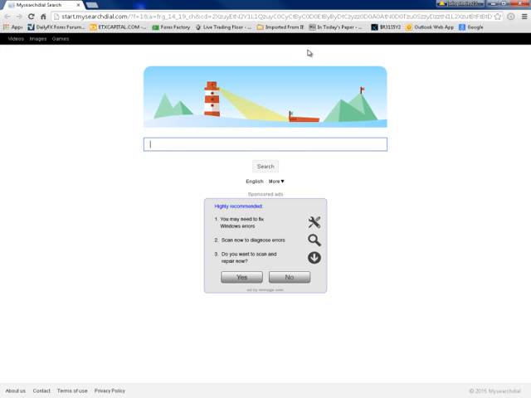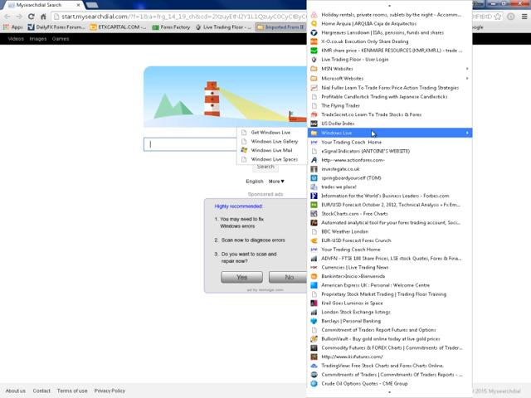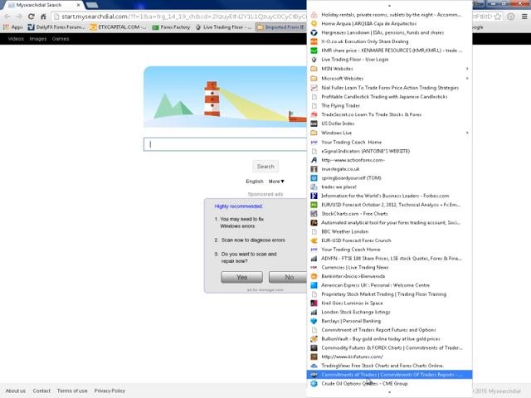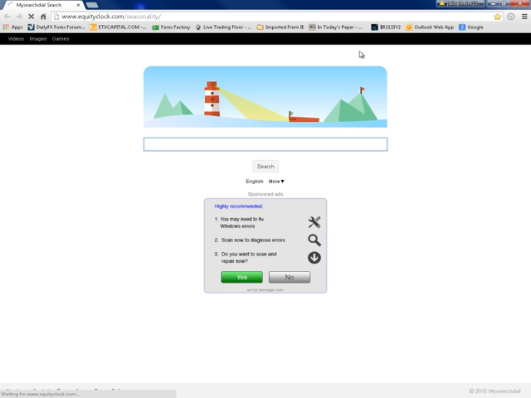So basically, in here, I'm going to show you something interesting. Well, I can't. Okay, here it is. Equity Clock.